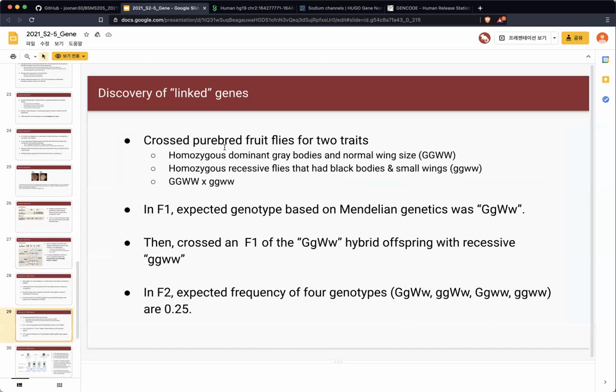Okay, so the discovery of linked genes. Mendel used a crossbreed of two traits, which is the dihybrid. One organism is this, and the other organism is this. And then in F1, the expected genotype based on Mendelian genetics was two heterozygous combinations, but he didn't observe what he expected.